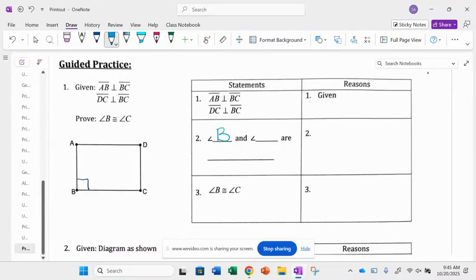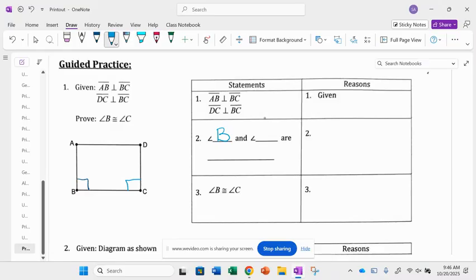And then it says "and." Well, that means there's going to be another right angle, I guess, right? Let's keep going through the given. Where it says DC is perpendicular to BC, what can we conclude there? Stella? Good. We can conclude that angle C is a right angle.